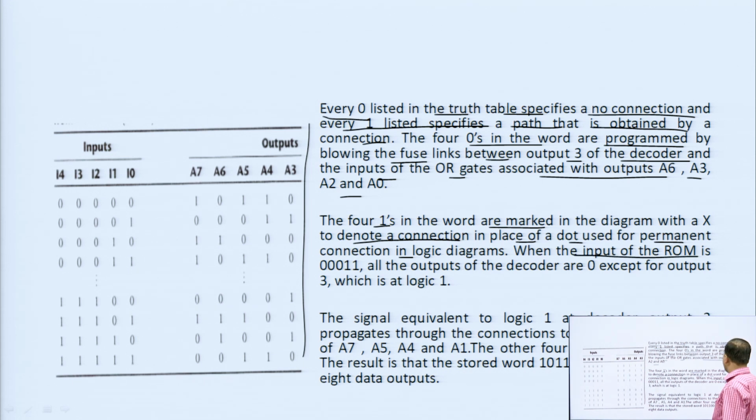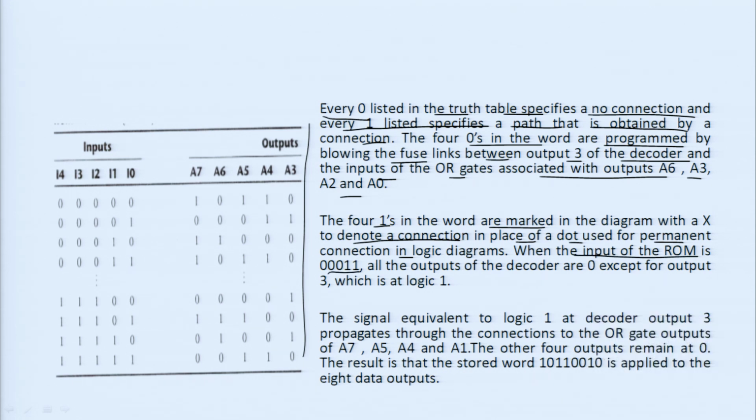When the input of the ROM is 00011, this one, 00011. Okay. So, for that all the outputs of the decoder are 0 except output 3, which is at logic 1. Okay. So, like that we have to check the full truth table.